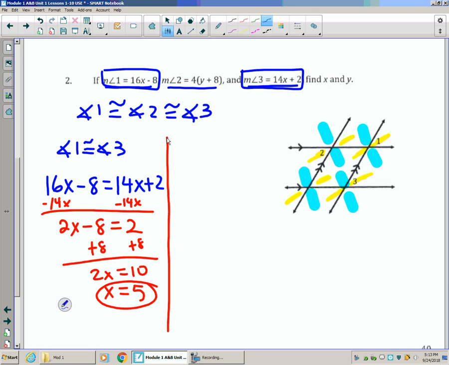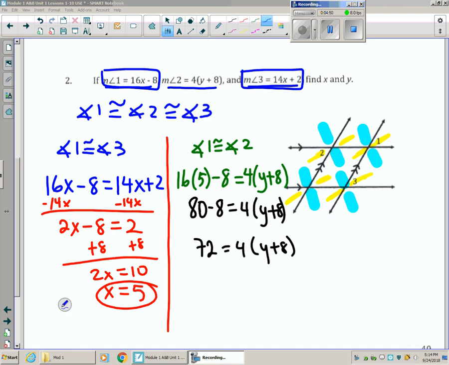So in this case, I'm just going to pick either one. I'm going to say that angle 1 is congruent to angle 2. Now if I use angle 1, that should be 16, and instead of x, I'm going to use 5, now that I know the value of x, minus 8, and this should be equal to angle 2, which is 4 times y plus 8. All right, so I'm going to pause the video, do the algebra, and then I'll come back.